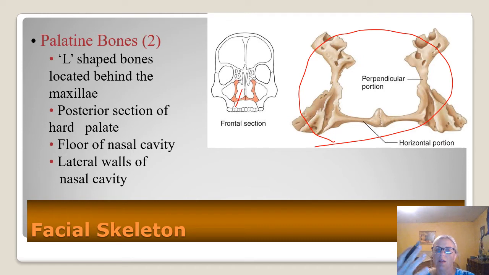This is looking at an anterior view, so you're looking this way towards my face. This is what you're seeing, so you're seeing this right in here. They're kind of L-shaped. If you look at them loosely, that's an L. They help form the floor of the nasal cavity and the side or lateral walls of the nasal cavity as well.